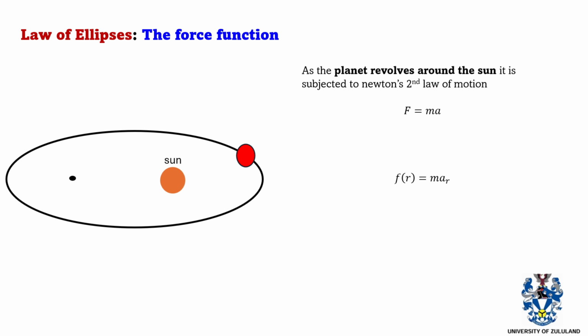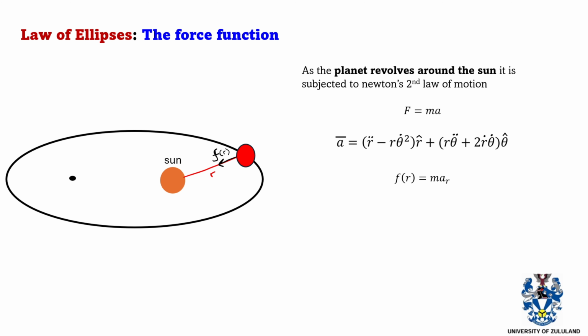As the planet revolves around the sun, it is subjected to Newton's second law, which states that the force is equal to ma. In this case, we're talking about the gravitational force that the sun exerts on the earth along this radial line r. The sun exerts a force onto the earth centrally. So this is actually a centripetal force in this sense, but we're going to call it a radial force because it's acting along the line that is connecting them, which is the radius.